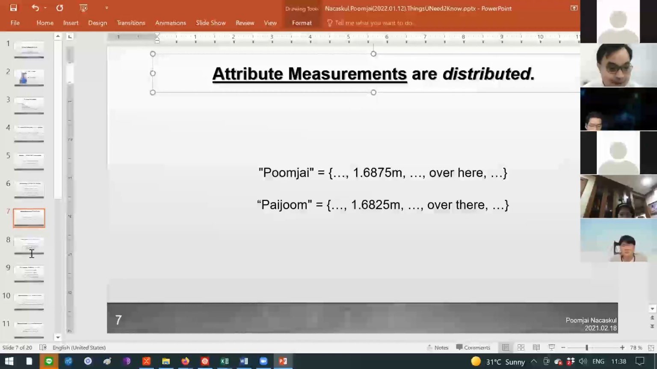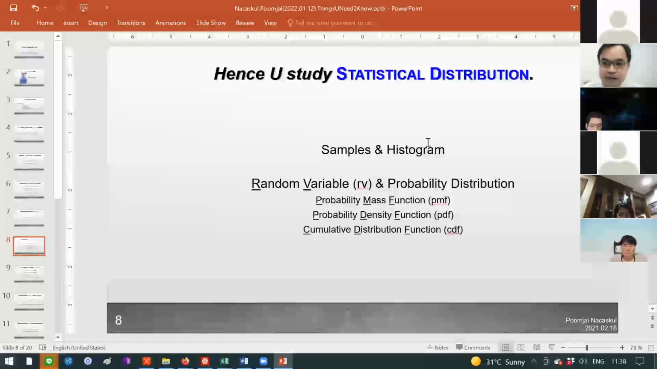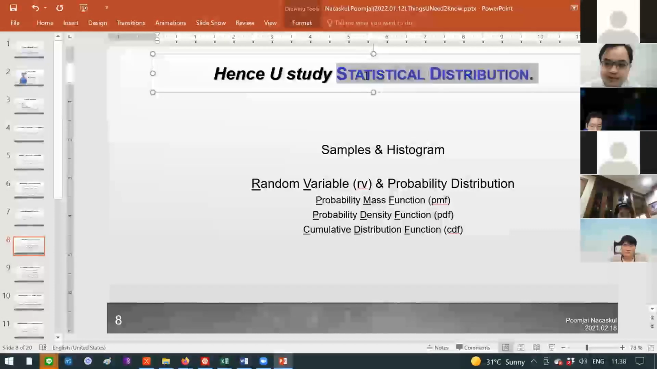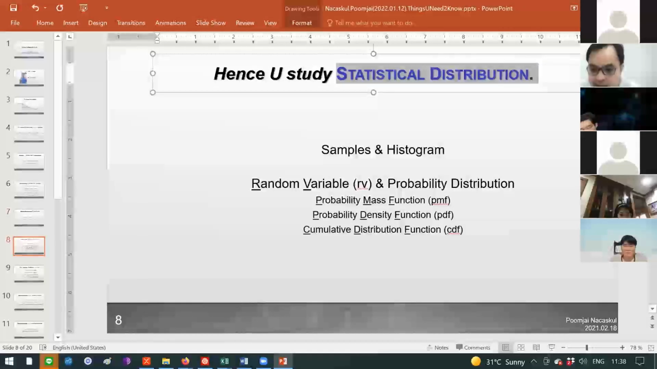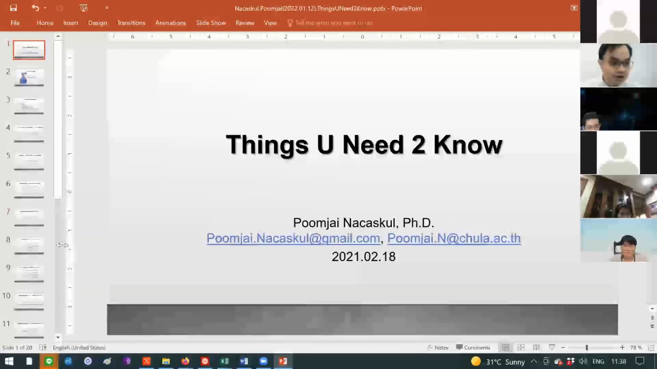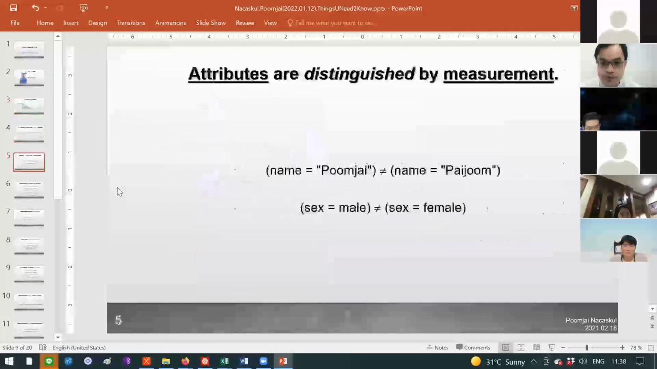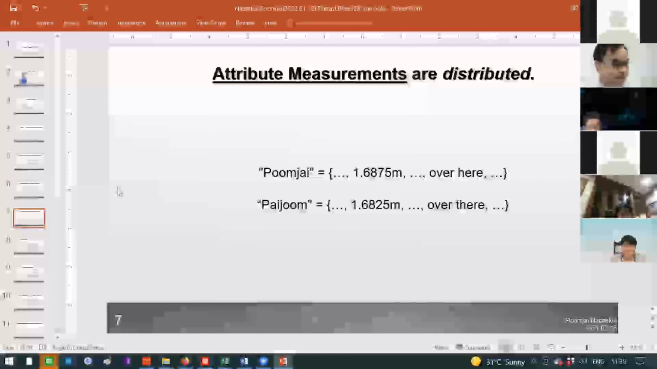And that becomes the basis later on for doing analysis. Hence, you study statistical distribution. So that's why at the end of the day, you have to study statistical distribution, probability and statistics, regardless. So notice, from here all the way down, I haven't mentioned any subject whatsoever.